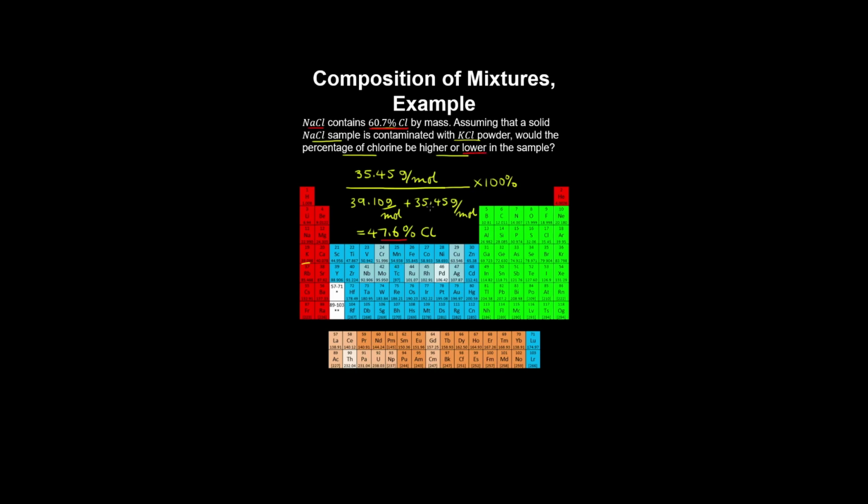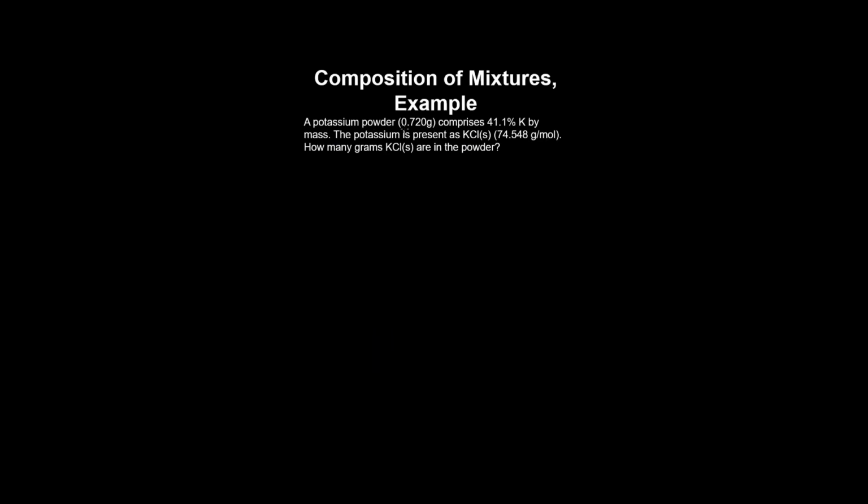And really have a think about this. A potassium powder comprises 41.1% of potassium by mass. Now the potassium is present as potassium chloride as a solid, which has the following molar mass. And how many grams of potassium chloride are in the powder? Well, we can obtain the mass of potassium in the powder using the percentage.